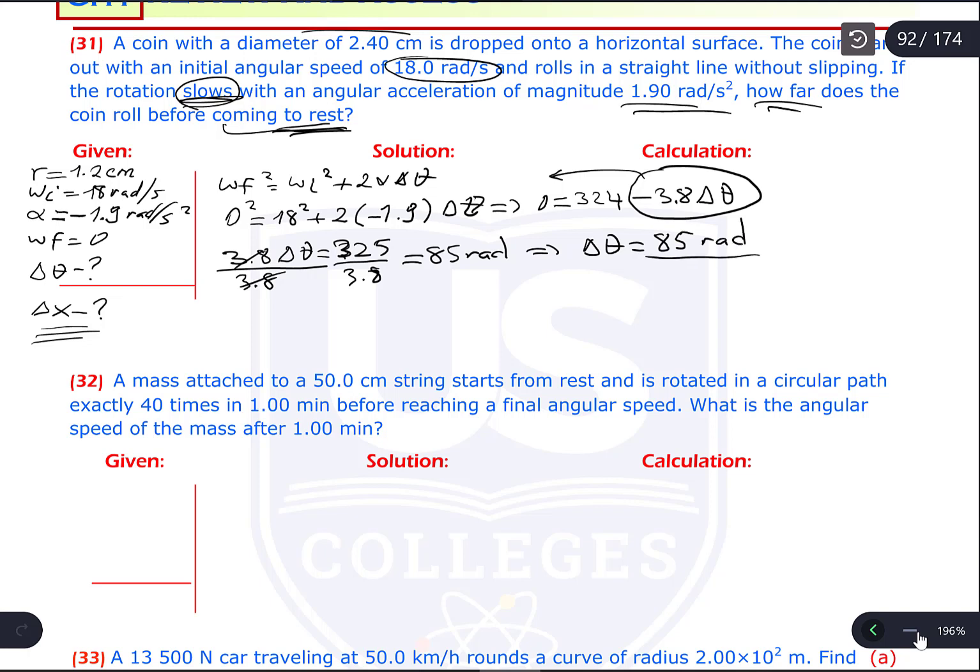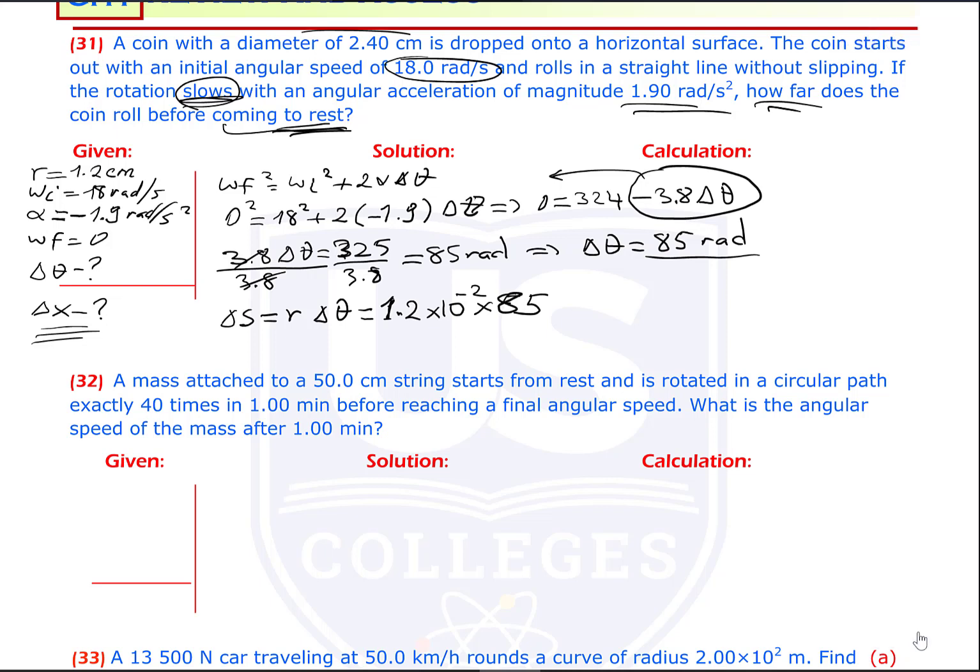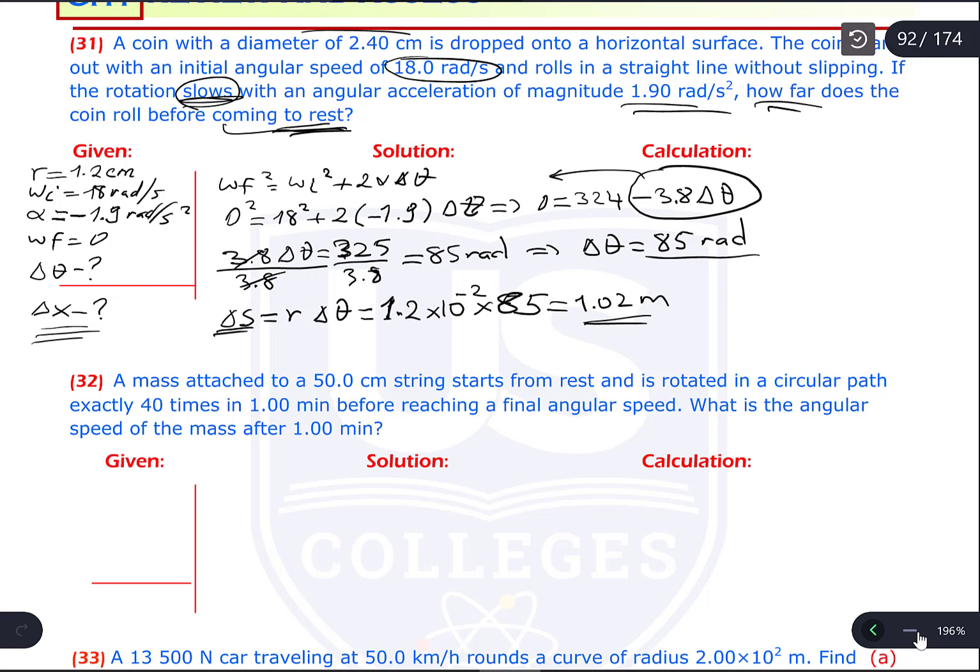From this, I can calculate delta S, because we know that delta S is equal to R times delta theta. R is 1.2 centimeters, which is equal to 1.2 times 10 to the power of negative 2 meter, because we should use meters in calculation, multiplied by 85. Let's do it. The result is going to be 1.02 meters. Delta S is the arc length traveled or rolled by the coin.